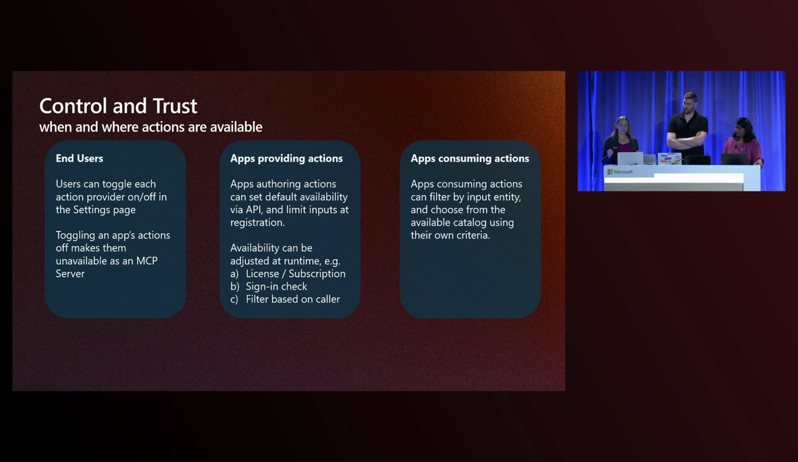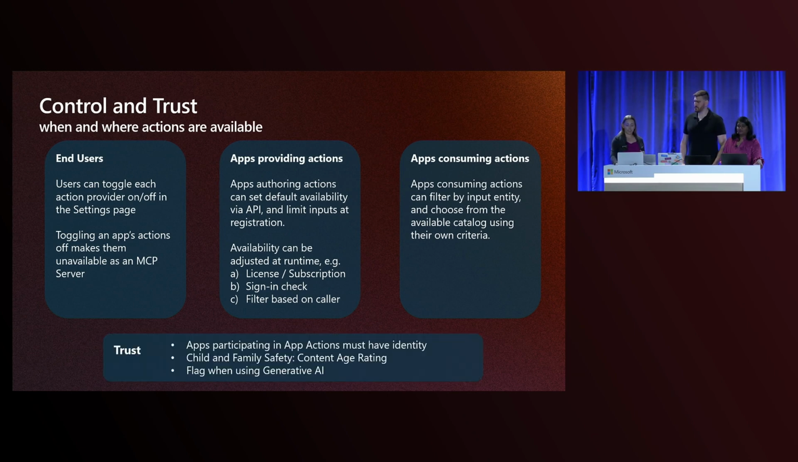And so as a developer who is writing an app that's consuming actions, you want to be able to filter and reorder those actions however you want. So you can, first of all, do that by input entity, so that you're only showing actions that are relevant to your use cases. And then also you can filter them by the provider of the action, or specifically by the actions themselves, using the action ID.